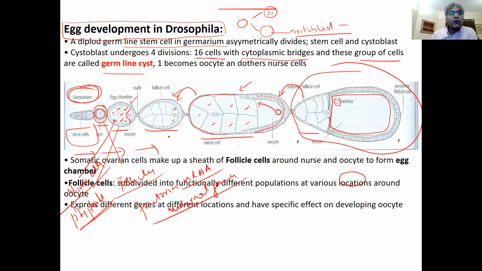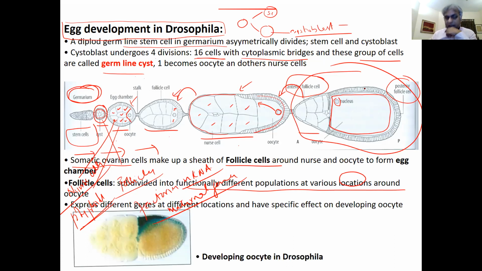I told you already that diploid cells, the somatic cells, make the sheath of follicle cells around the nurse cells and the oocyte to form a chamber. And follicle cells are further subdivided into functionally different populations at various locations. This is what I told you: anterior follicle cells and posterior follicle cells. We are soon going to see what they are doing in a developing oocyte.